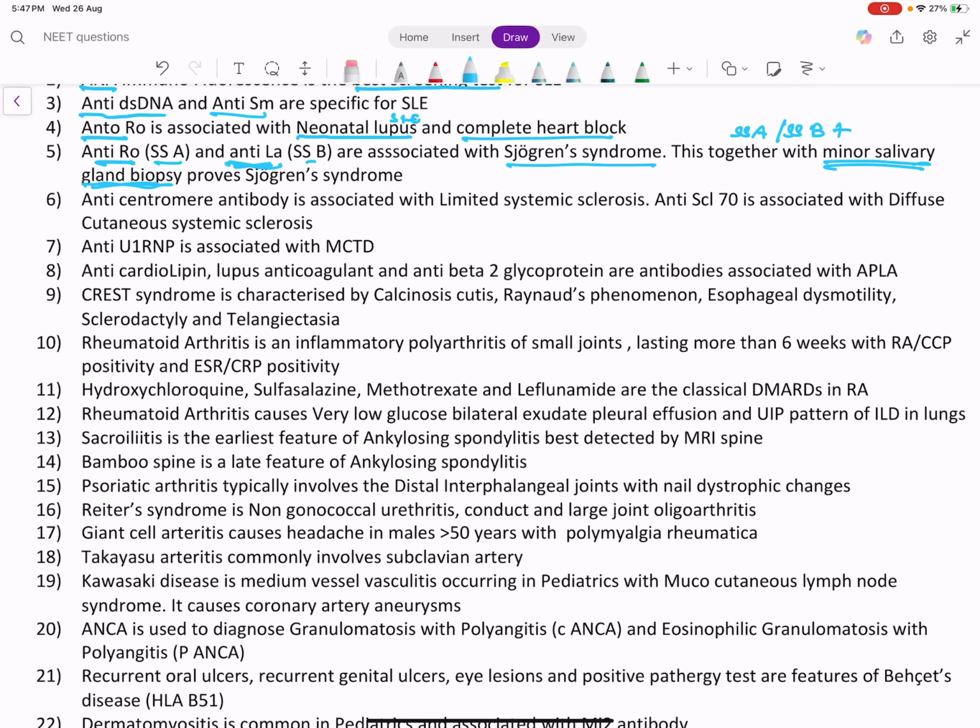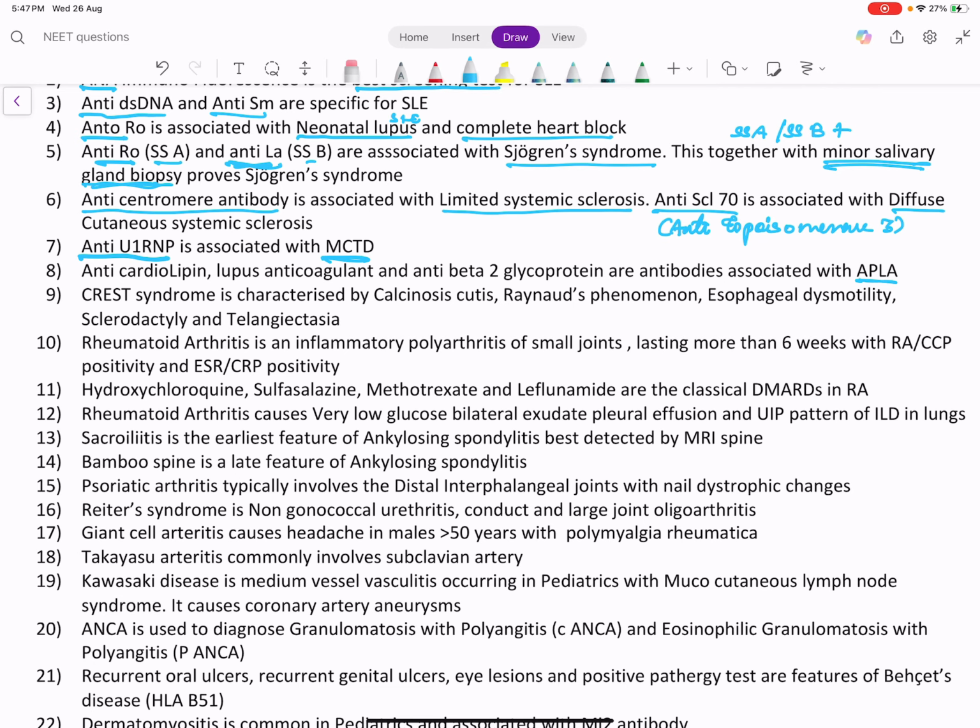Now another autoimmune disease is systemic sclerosis. It is of two types, limited systemic sclerosis and diffuse systemic sclerosis. In limited systemic sclerosis, there is anti-centromere antibody. In diffuse systemic sclerosis, there is anti-Scl-70 antibody, also called anti-topoisomerase 1. Now there is a disease called MCTD, mixed connective tissue disease, associated with anti-U1 RNP.